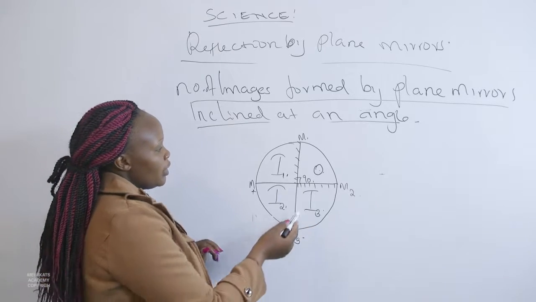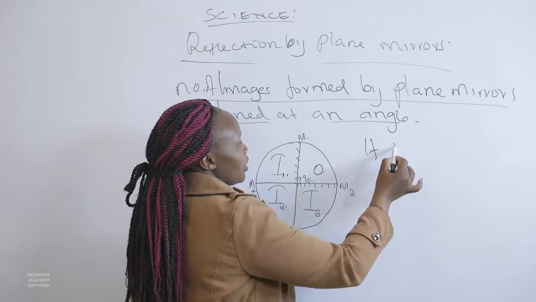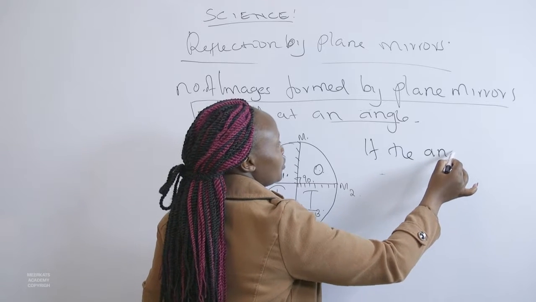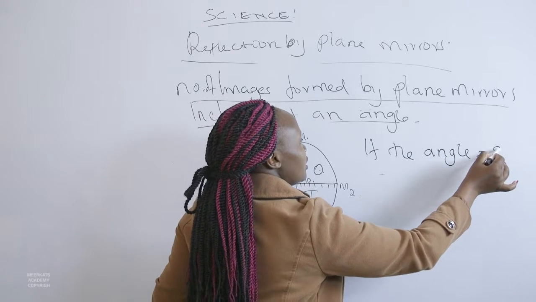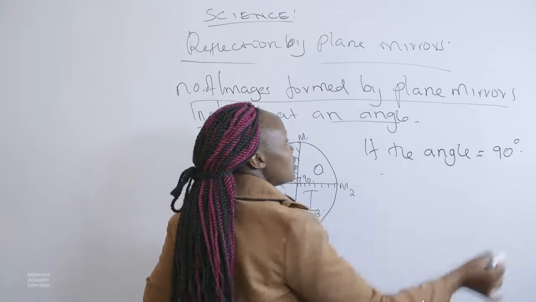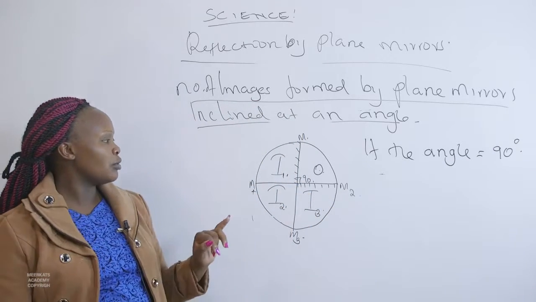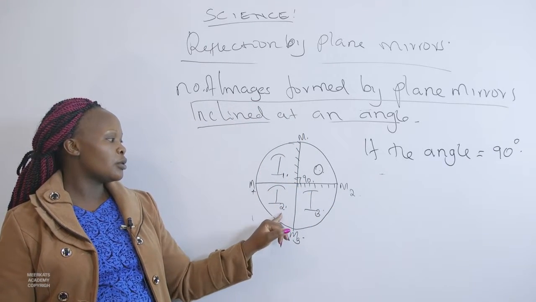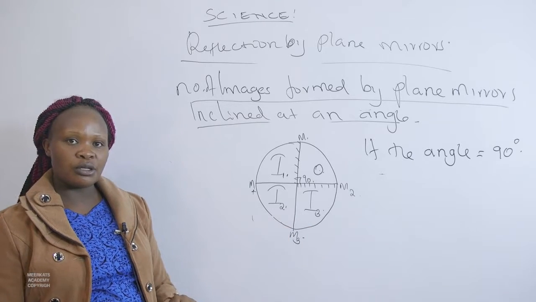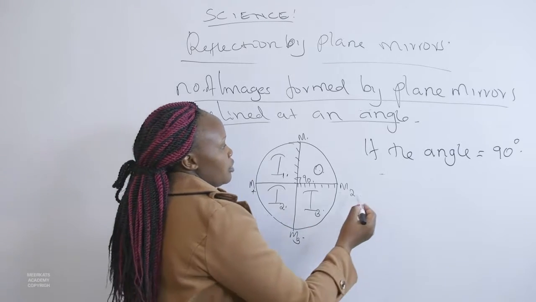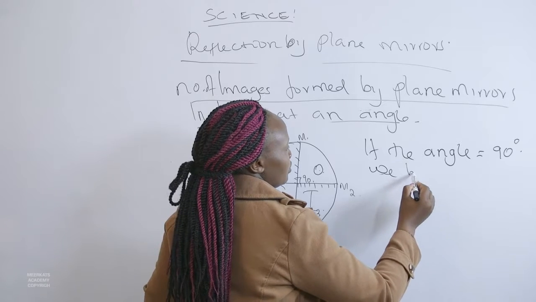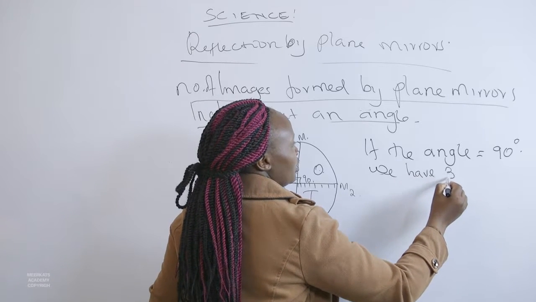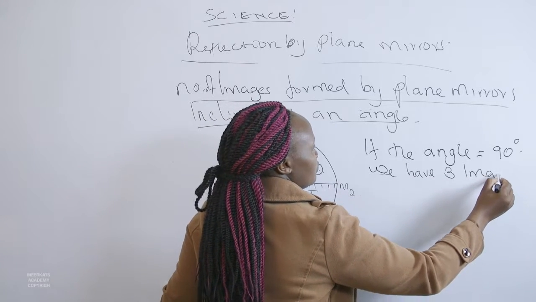Therefore, here we can see if the angle is 90 degrees, how many images do we form? 1, 2, 3. In each quadrant, we have an image. We have 3 images.